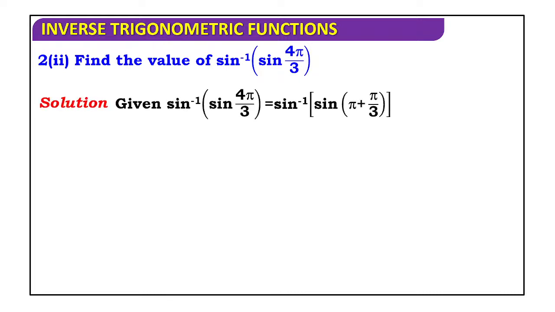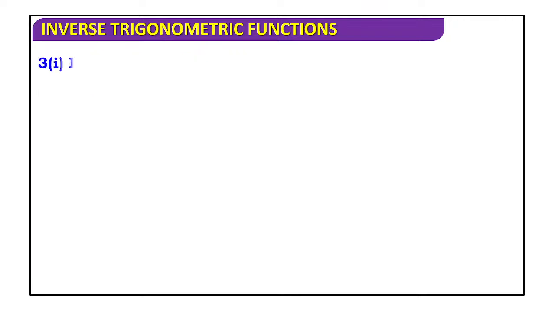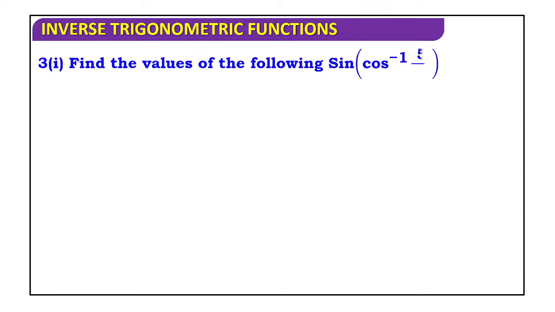4 pi by 3 can be written as pi plus pi by 3. मतलब pi is 180. It lies in third quadrant. Correct? So it will be negative. So what happens? Sin inverse of minus sin pi by 3. So what is this? Now minus pi by 3 is the answer. That's it. मिला तुमको? Good. Next. Try now.